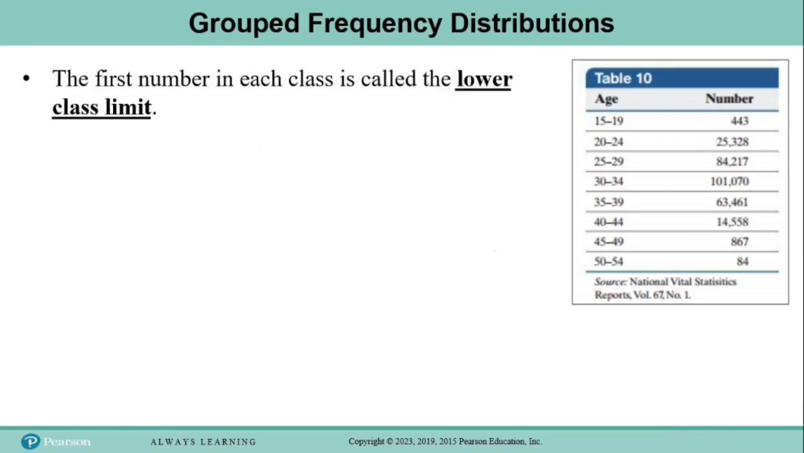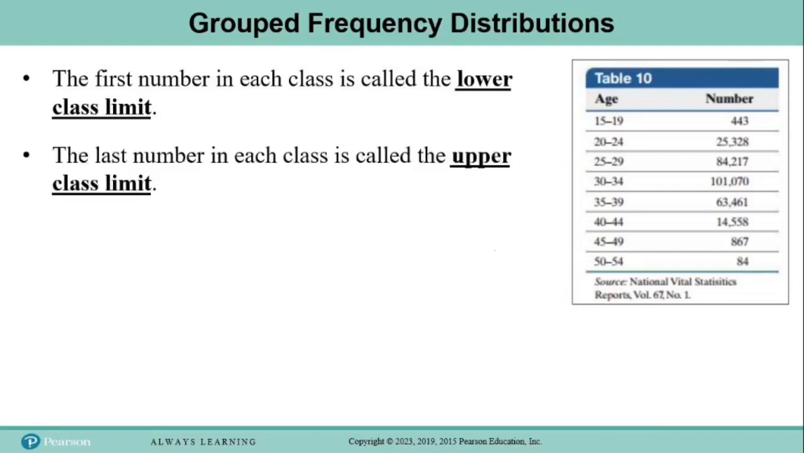Now, for every class, there's a range of numbers, and the first number in that range is called the lower class limit. So for this first class, the lower class limit is 15. For this class, the lower class limit is 40. The first number in each class is the lower class limit, and the last number in each class is called the upper class limit. So our upper class limits are 19, 24, 29, and so on.